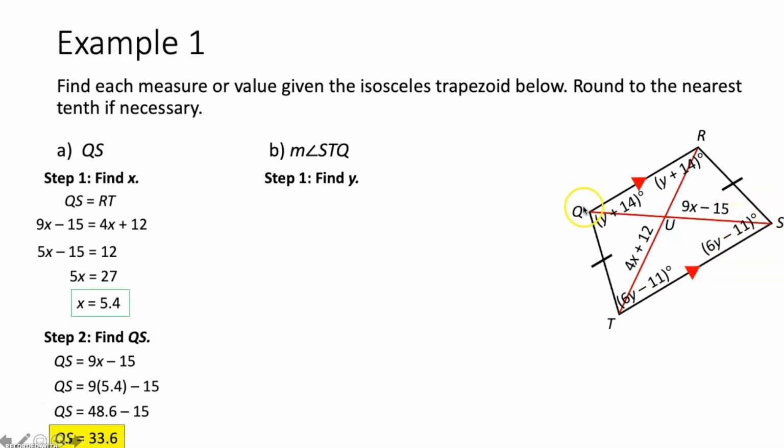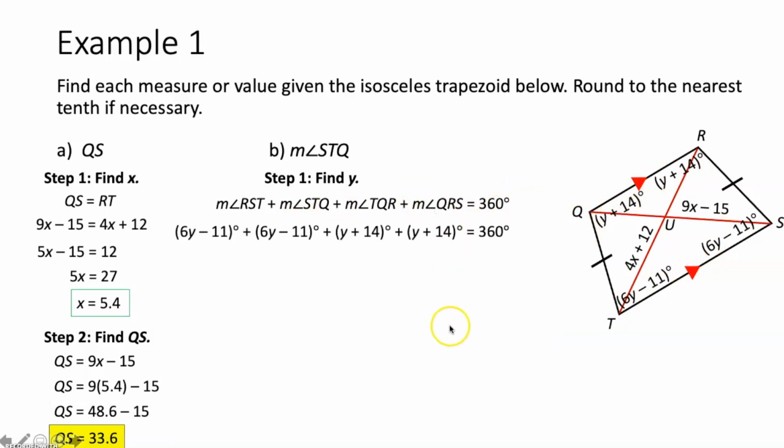So now, because a trapezoid is just a quadrilateral, a four-sided figure, I know that the sum of the measures of the interior angles must equal 360 degrees. So I'm going to add up the measures of all of the interior angles of this trapezoid and set it equal to 360 degrees. I can then take what each of those measures are equal to and plug them in over here, and then I can solve for y.